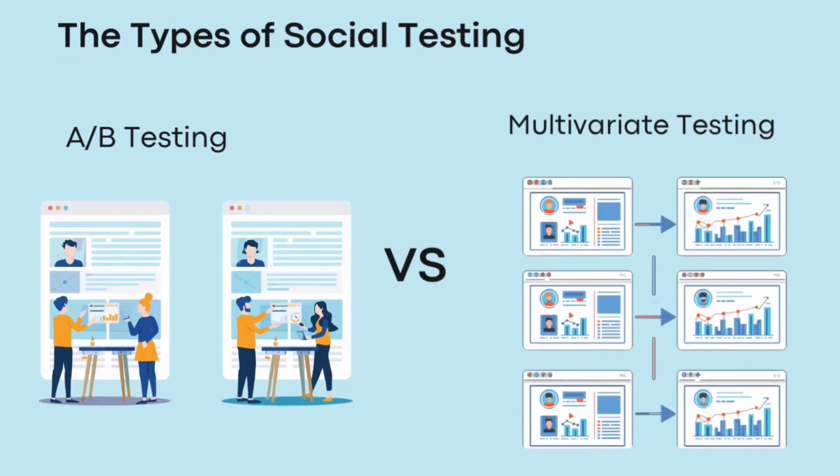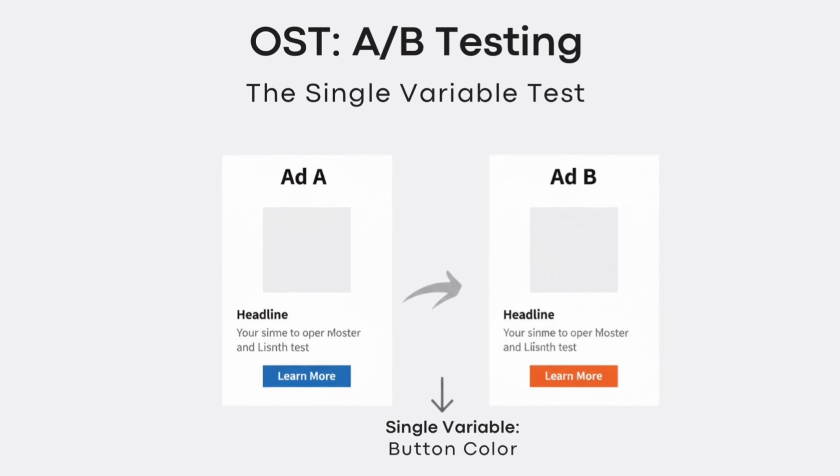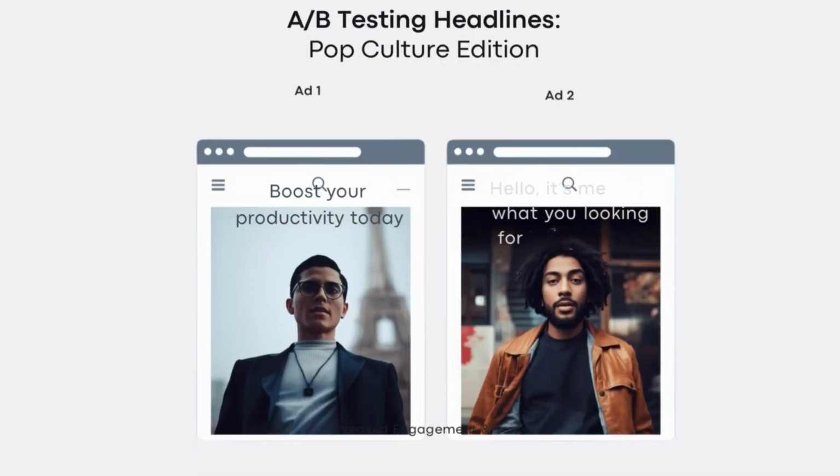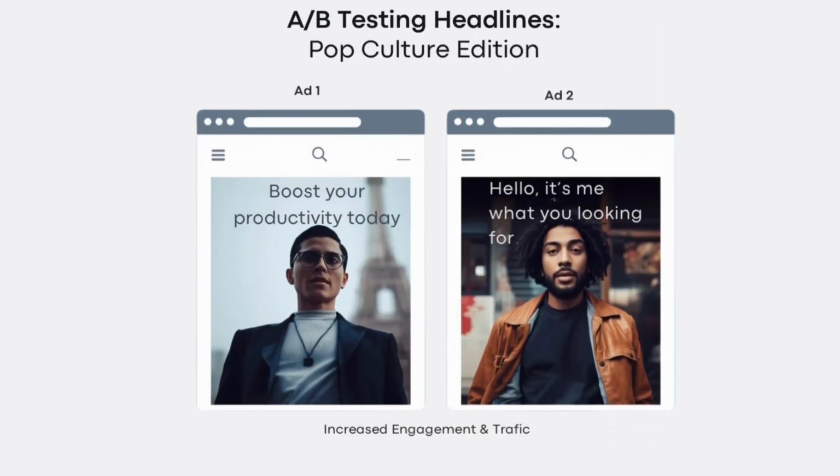Moving to the next, now, let's get into the two most common types of social testing: A/B testing and multivariate testing. First, A/B testing is when you compare two versions of a post with only a single differing variable. For example, let's say you want to increase website traffic. You might run two identical paid ads, except for the headline. Maybe ad A has a standard, informational headline, and ad B has a headline that uses a popular song reference.